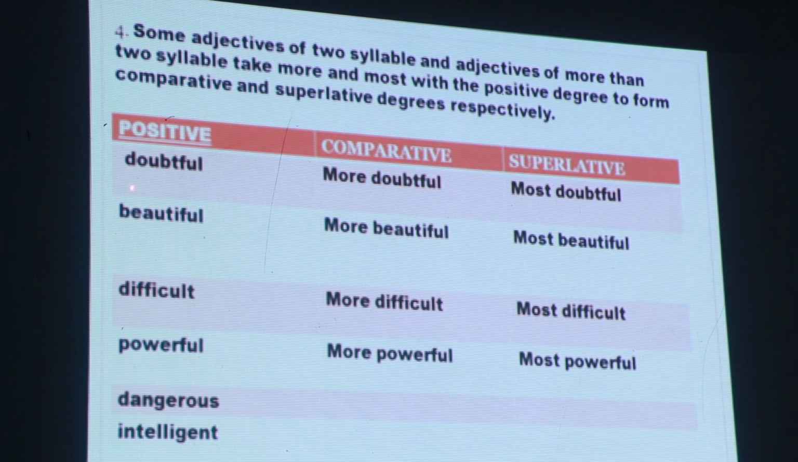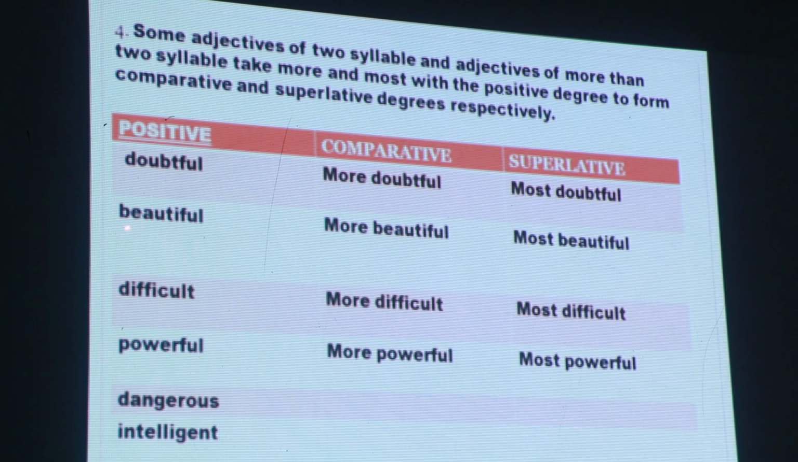For example, this word is a multi-syllable word. It's a disyllabic word because it has 2 syllables. This is doubtful, doubt and full. So for the comparative, you're going to use more. This is going to be more doubtful. For the superlative, it's going to be most doubtful, as I said before. Remember this point: more for the comparative, most for the superlative. This word is beautiful. It is a multisyllabic word because it has 3 syllables.